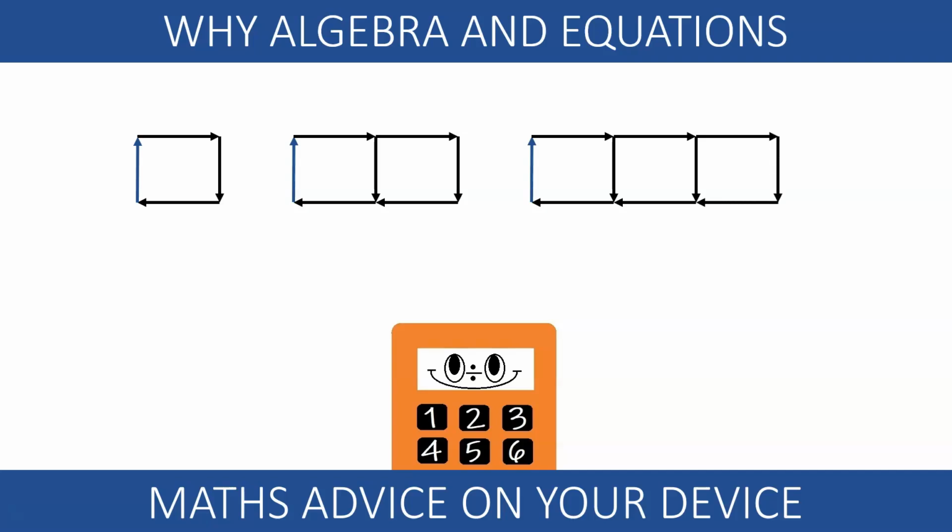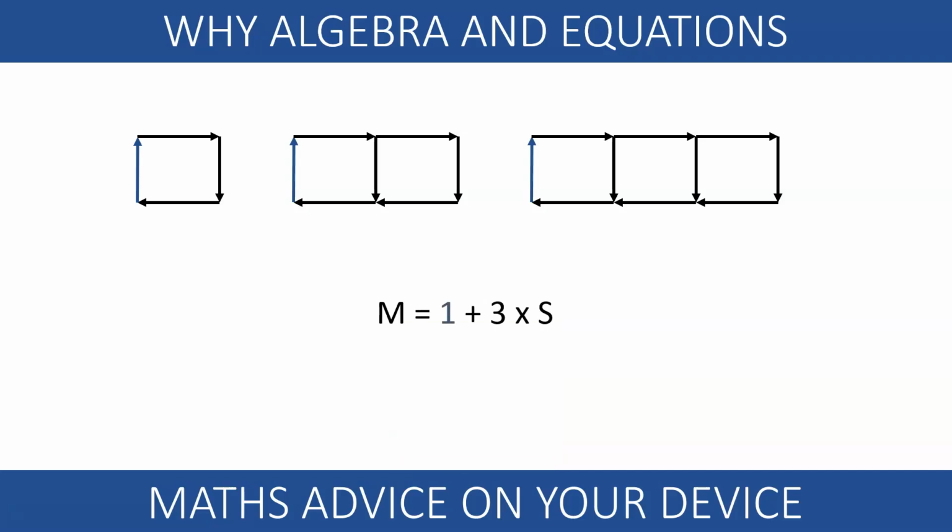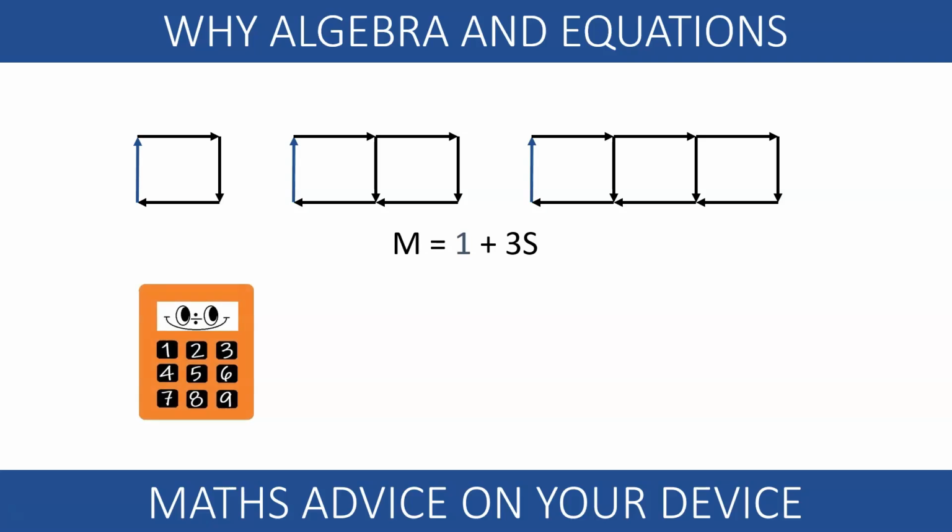To make S squares, we need 1 blue and S lots of 3 black matches. S lots of 3 is written 3 times S or 3S. M equals 1 plus 3S is a formula that links S, the number of squares, and M, the matches required.